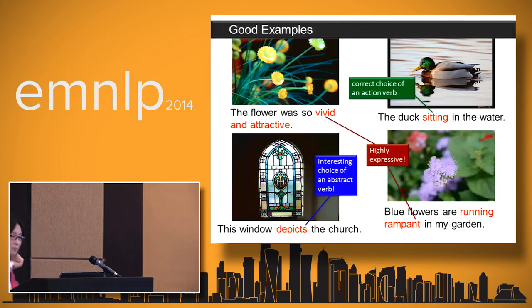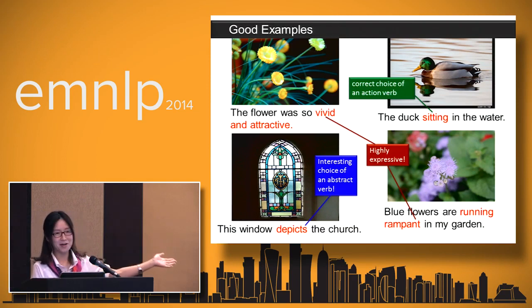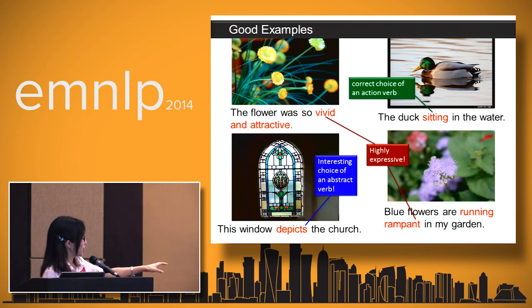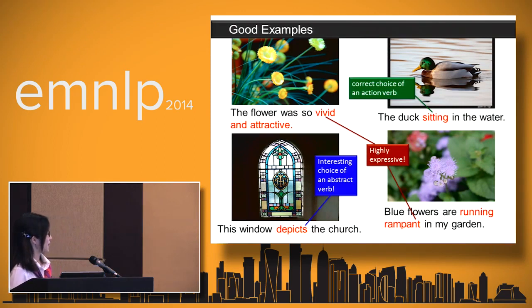So here are some examples. The flower was so vivid and attractive. We don't really have a visual recognizer that can give us words like vivid and attractive, but now we can do this. Blue flowers are running rampant in my garden. This is beyond even my capability of generation. By copying over what other people wrote on the internet, the system is able to do better than what I can do. This window depicts the church. That's an interesting verb choice. The duck sitting in the water happens to be correct because visually, what else can the duck do?